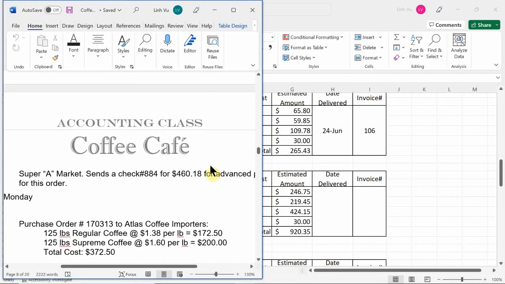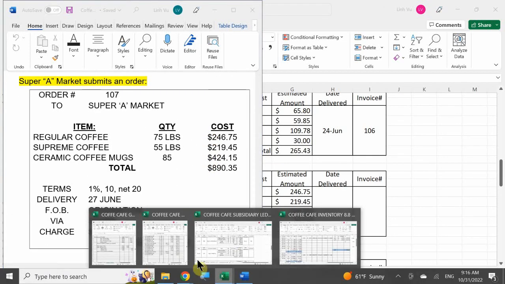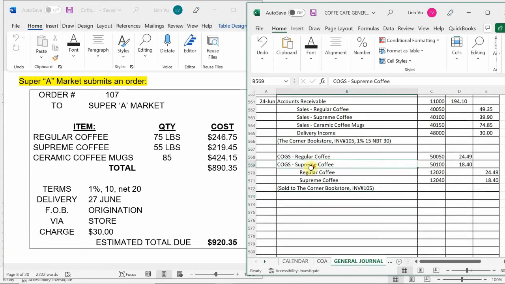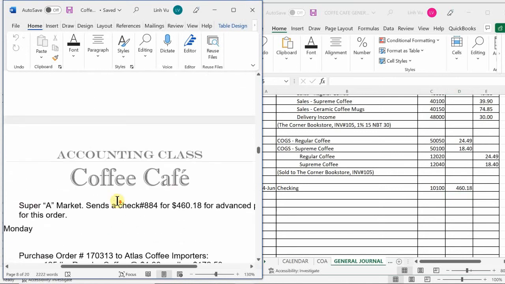So if Super A Market decides to send a check for $460.18 as an advance payment for this order, what do we do with that? Okay, well, we'll go into our checking and post it in checking. Well, first we have to journalize. We received a check, so we have checking for $460.18. Now, what's my equal and opposite credit?